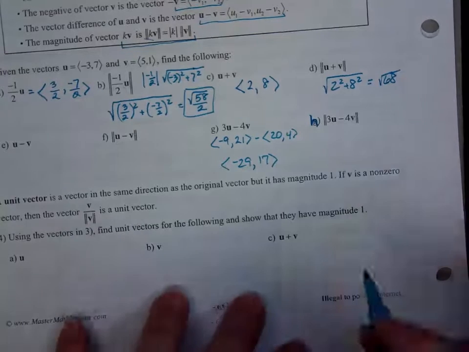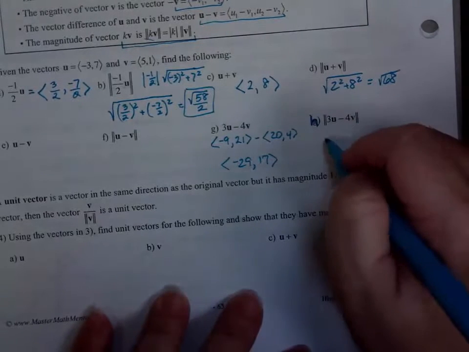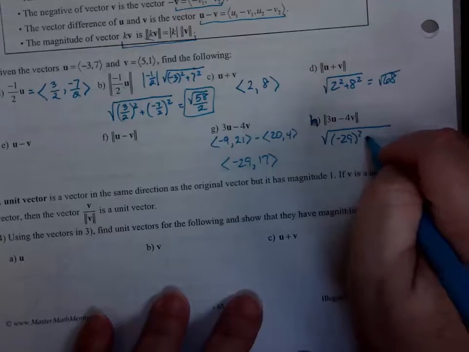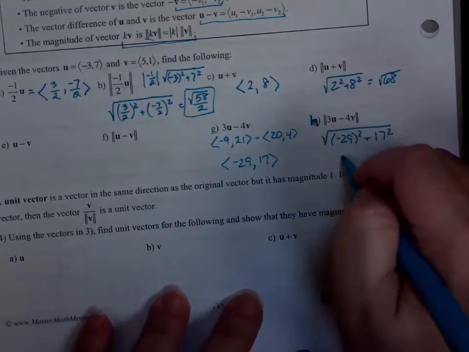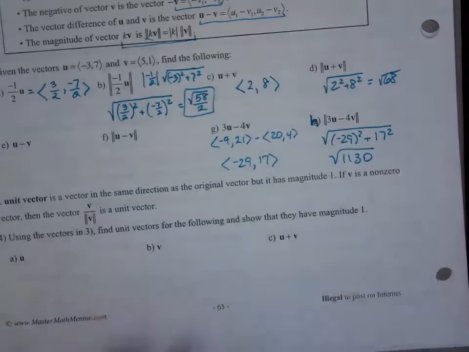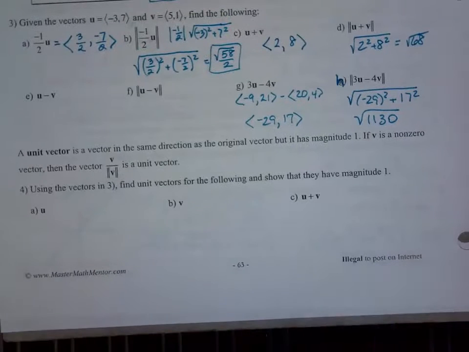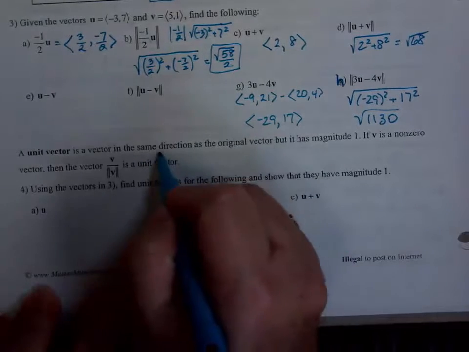And now we do the magnitude of my answer. So it's negative 29 squared plus 17 squared, which comes out to be the square root of 1130. Did y'all get that? Awesome. Any questions on this? Okay, do you remember doing this? Okay, good. All right, the next thing is what's called a unit vector. And that is a vector that is 1 unit long, a tiny little vector, okay? It is in the same direction as the original, but it has a magnitude of 1.